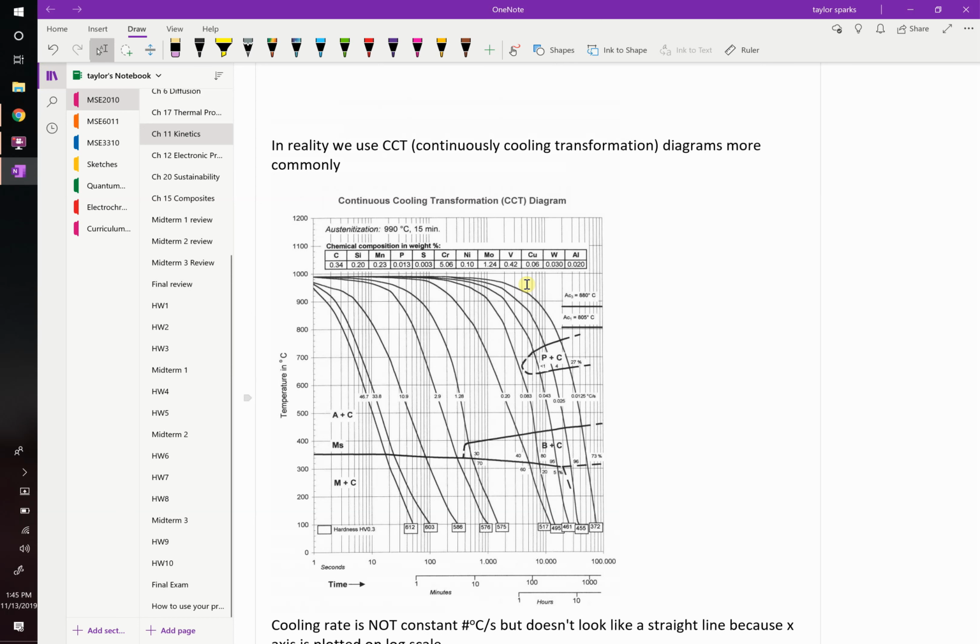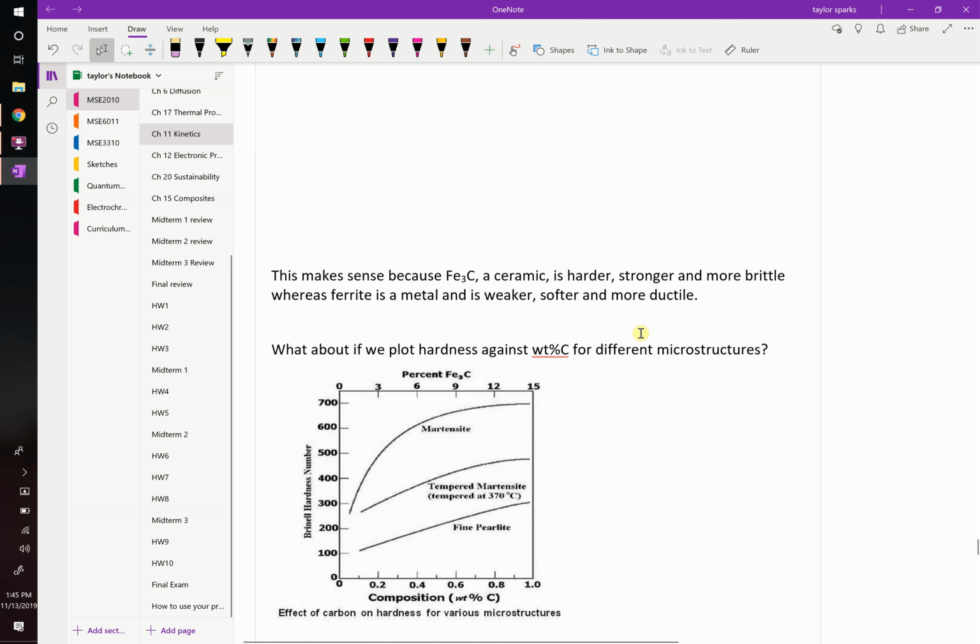We're out of time, so we'll do a little bit more on Chapter 11 next time, not much, and then we're going to move to Chapter 12.